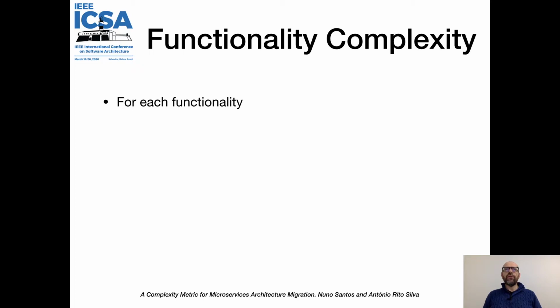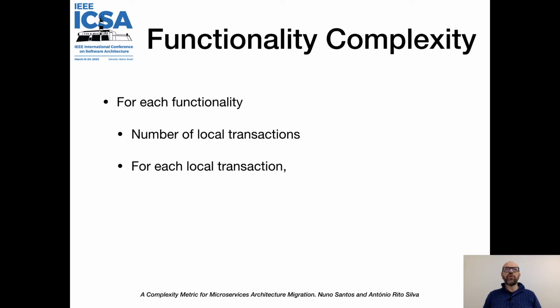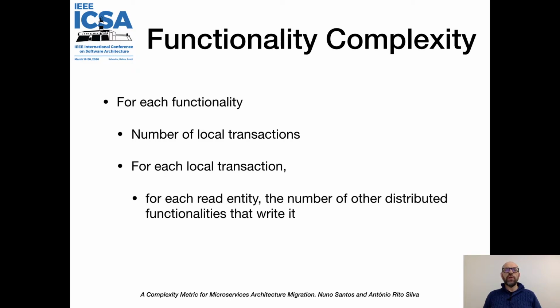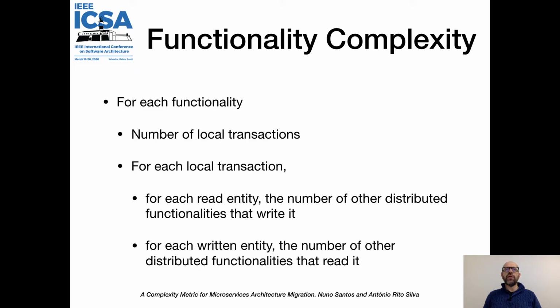So our functionality complexity basically is defined for each functionality, and we just calculate the number of local transactions. So basically, given a candidate partition of the monolith, we calculate the number of local transactions for each functionality, and for each local transaction, we calculate, for each read entity of the functionality, the number of other distributed functionalities that write it. Okay? And for each written entity, the number of other distributed functionalities that read it. So this is the way we calculate the existence of intermediate states.